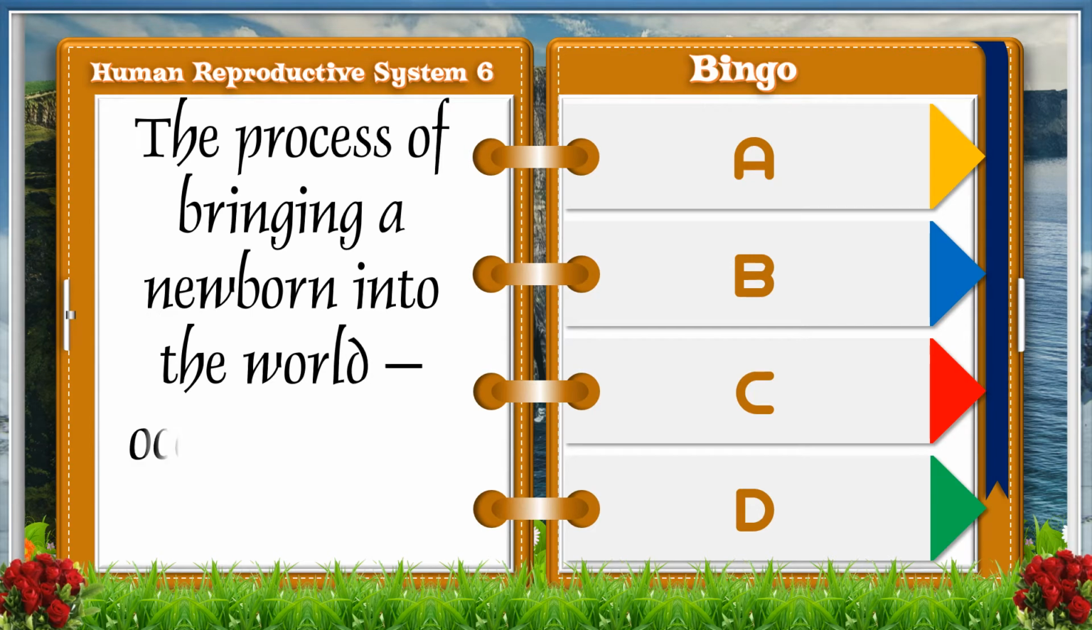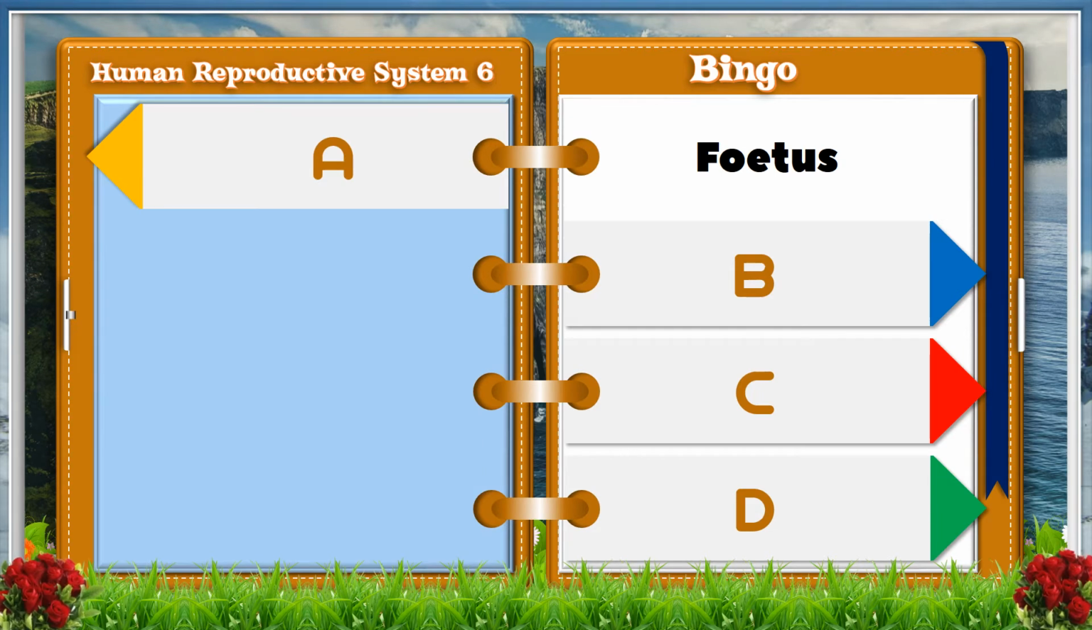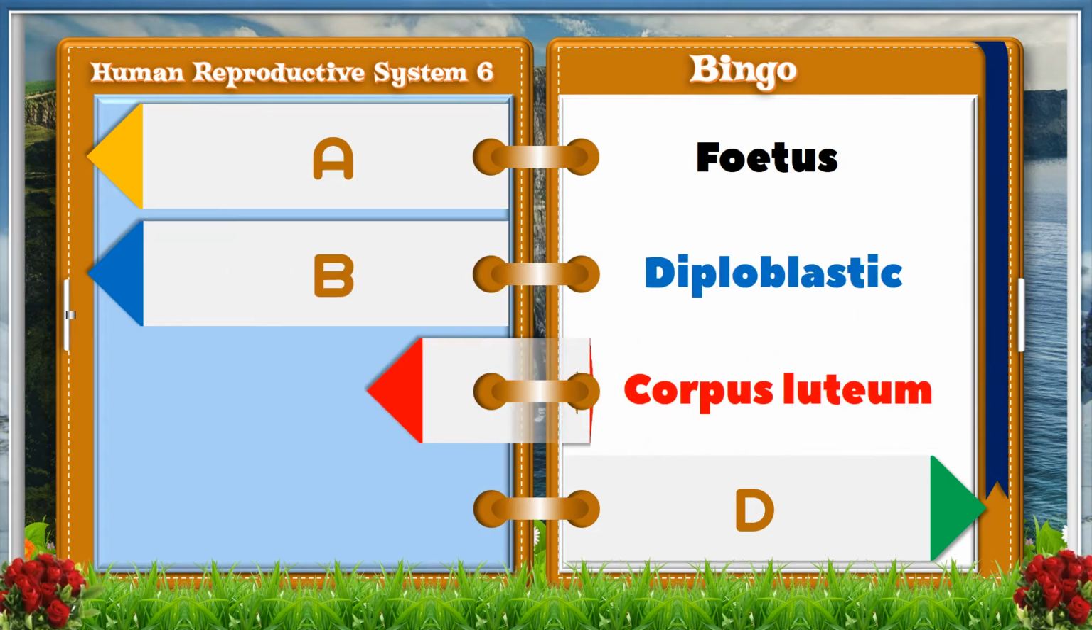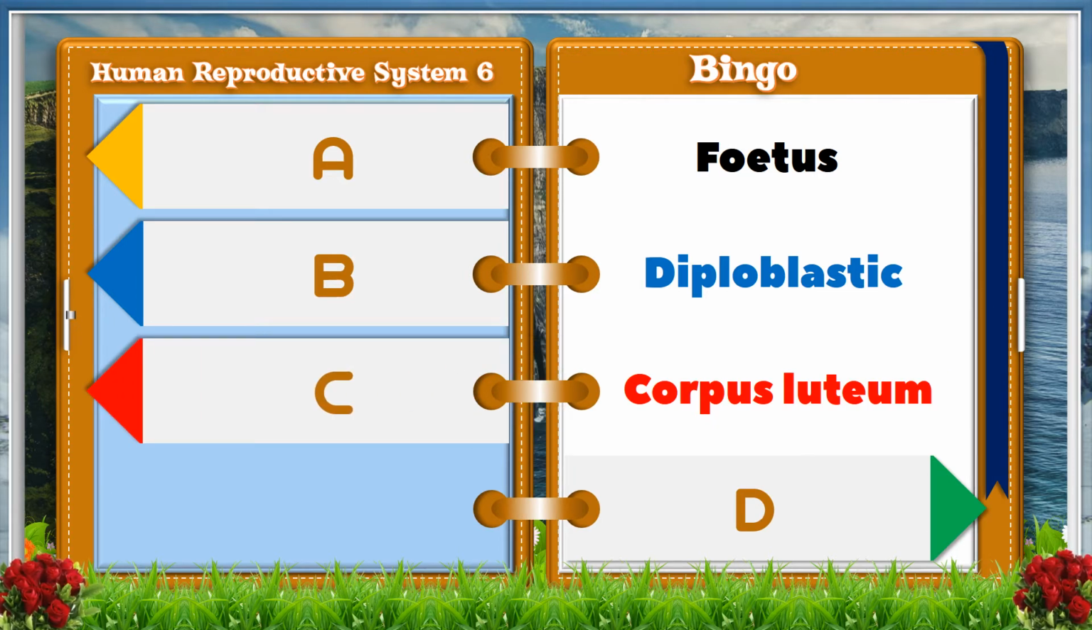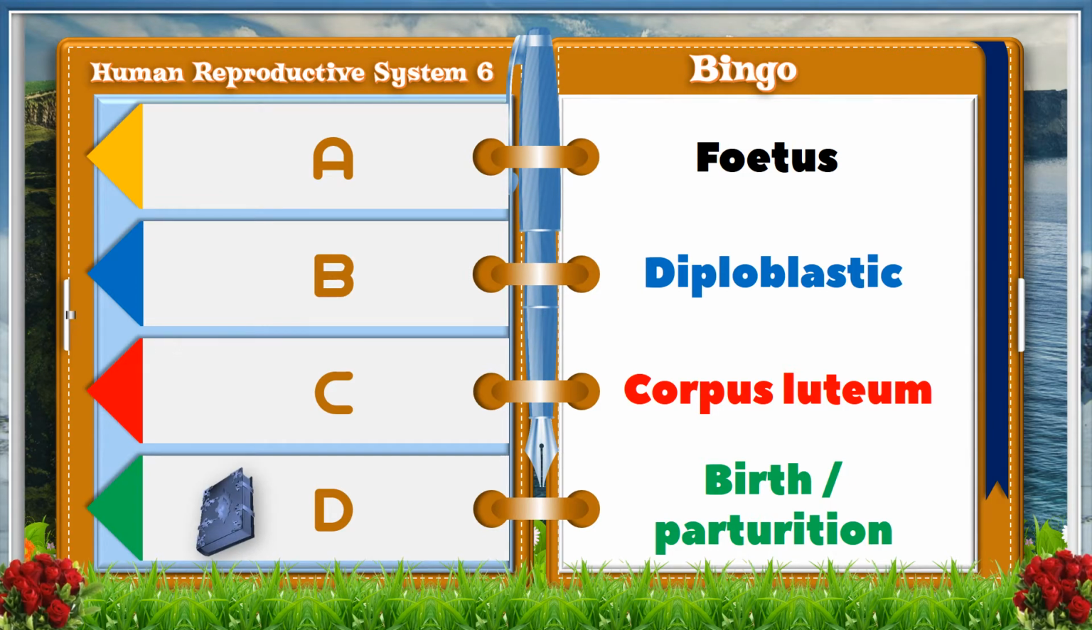The process of bringing a newborn into the world occurs in three stages. A, fetus. B, diploblastic. C, corpus luteum. D, birth, parturition. And the answer is D, birth or parturition.